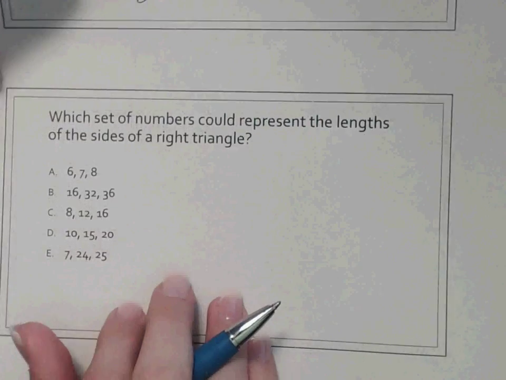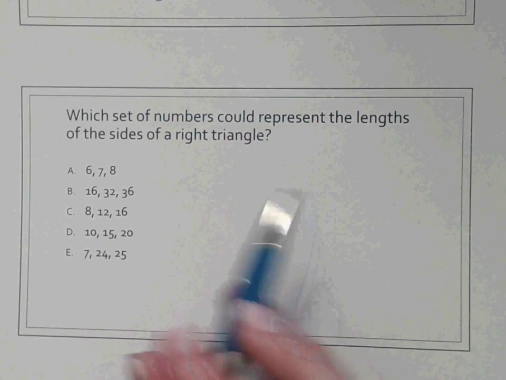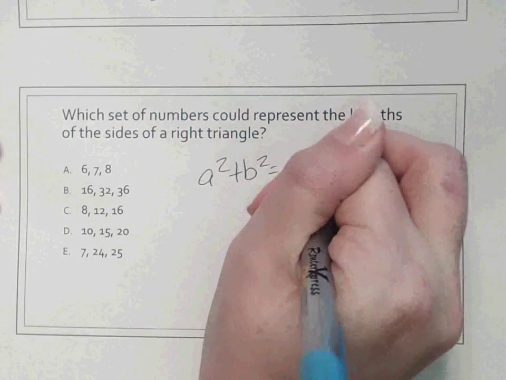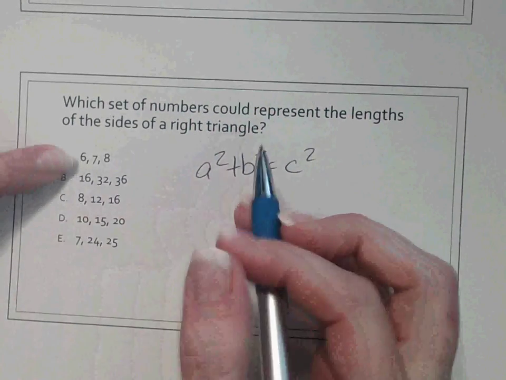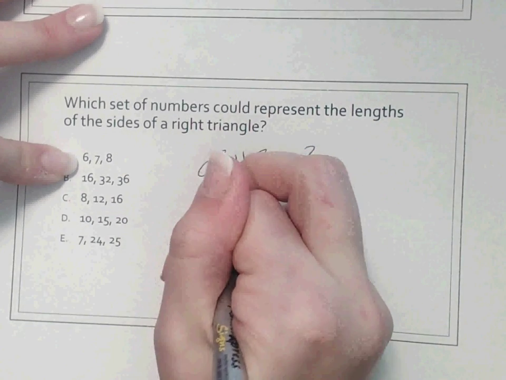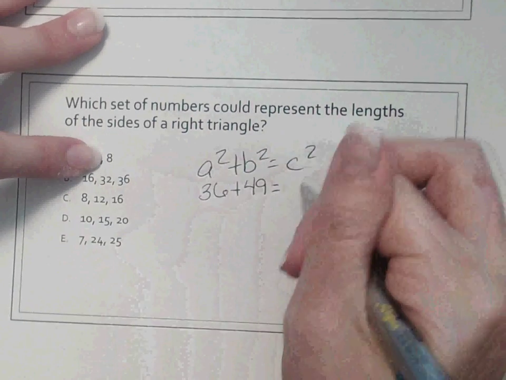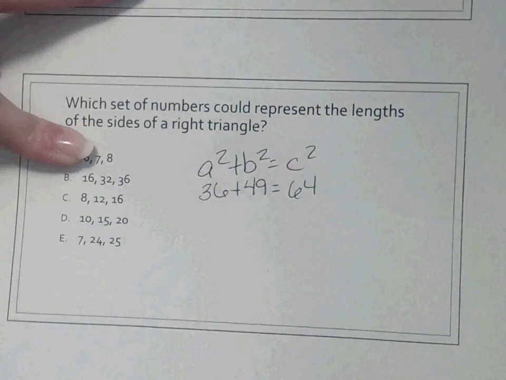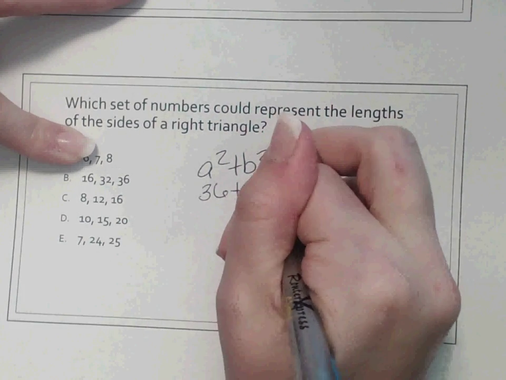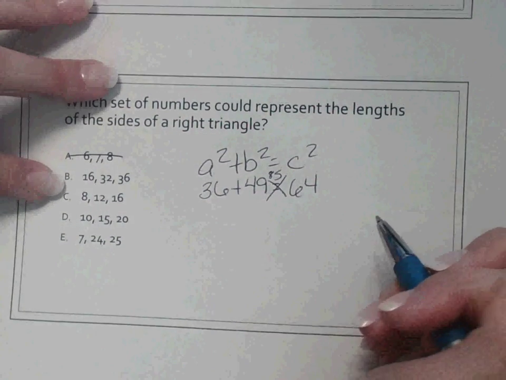But it is 32.25. Which set of numbers could represent the lengths of the sides of a triangle? So you know they have to fit into a squared plus b squared equals c squared and make a true statement. So 6 squared would be 36, plus 7 squared would be 49, equals 64. Is that a true statement? Well, 36 plus 49 gives me 85. So, nope, that one's not true.